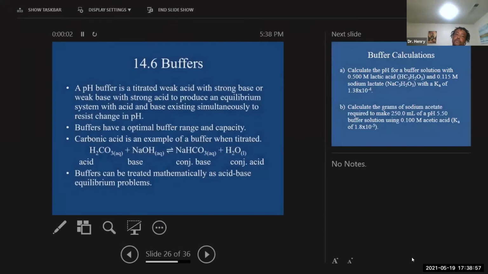Okay, last we left off, we were talking about buffers. Buffers are basically when you use a weak acid with a strong base, and you set it up so that the weak acid won't be too affected by the addition of the strong base, right?